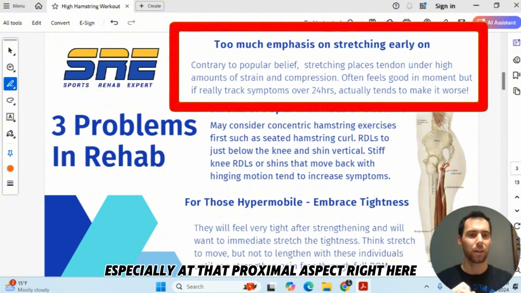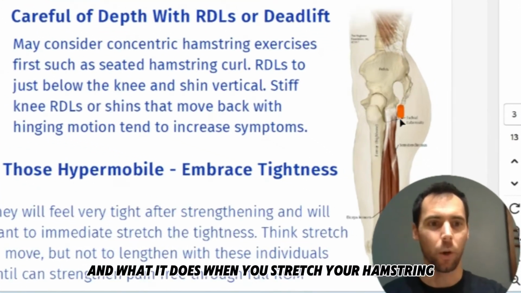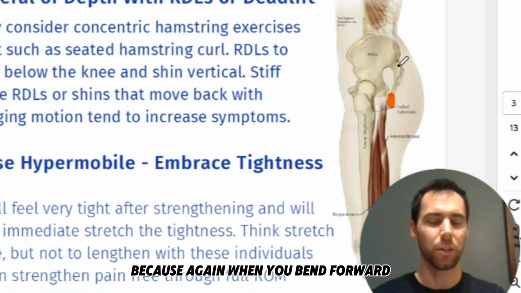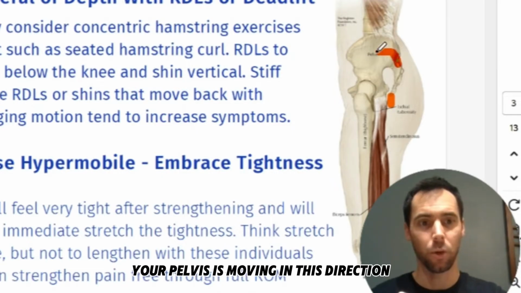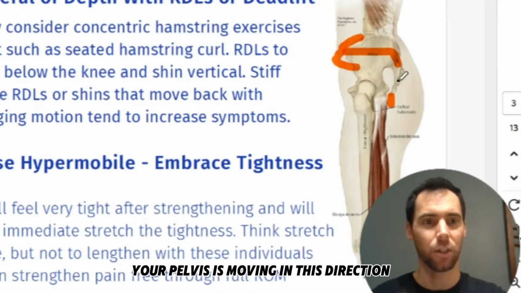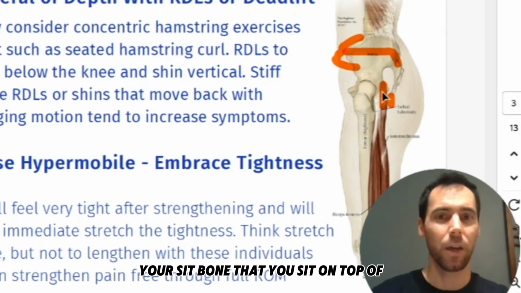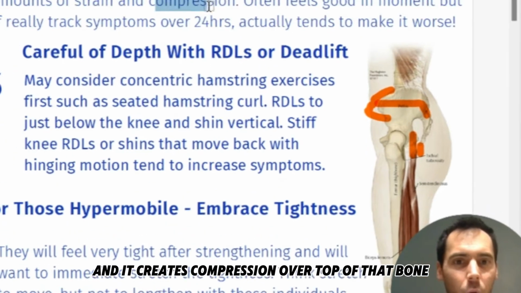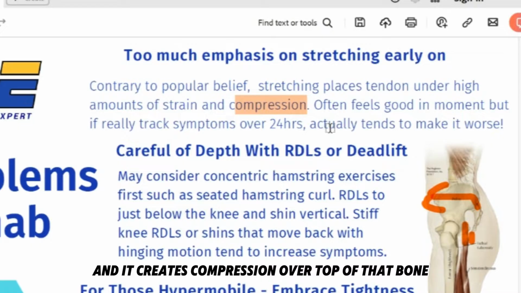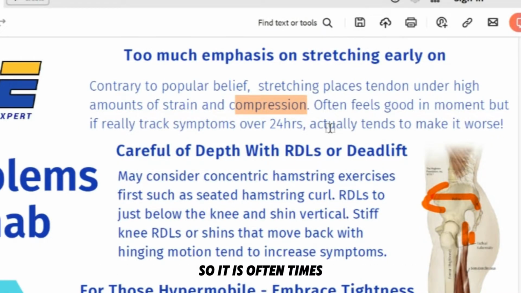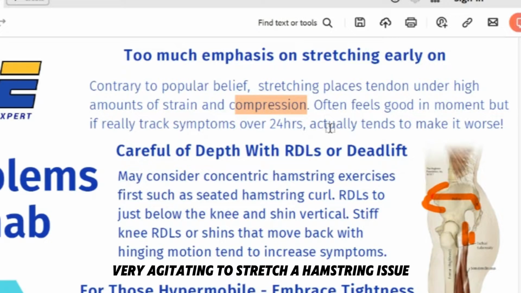proximal aspect right here. And what it does when you stretch your hamstring, because again, when you bend forward, your pelvis is moving in this direction. And so what happens is the tendon lays down over top of the bony process, your sit bone that you sit on top of, and it creates compression over top of that bone as the hamstring lays down on top of the bone. So it is oftentimes very agitating to stretch a hamstring issue.